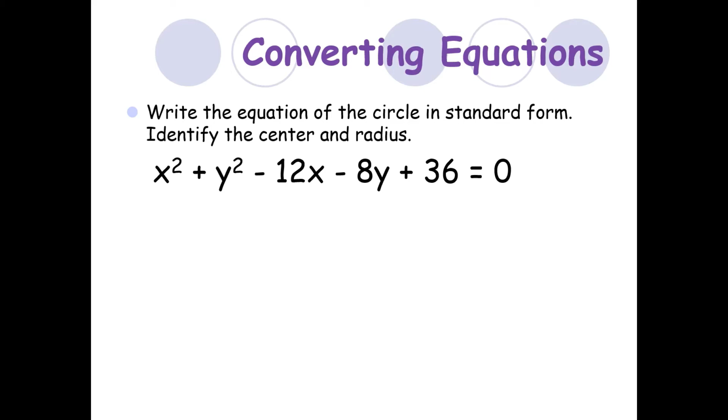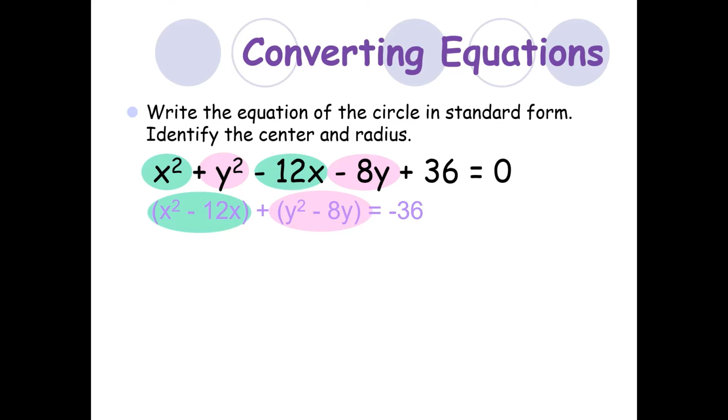We're going to start off by rearranging this equation. I color-coded for you. I put everything that has an x together. I put everything that has a y together, and I moved the constant to the other side of the equation. I subtracted 36 from both sides. So that first step we just rearrange.